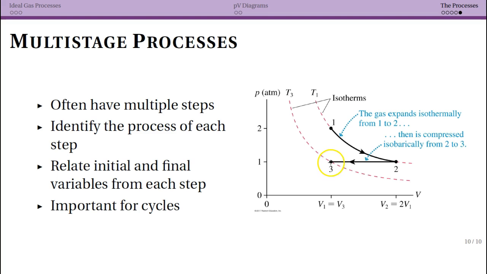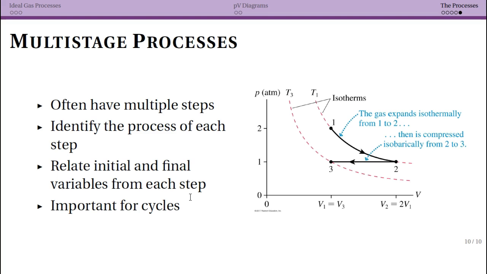So frequently we're going to have multiple steps like this, and you need to actually set up equations, really being clear with your notation, saying how your volumes, pressures, and temperatures relate to one another, since the final state variables of one process are going to be the initial state variables of your next process. This is going to be very important for cycles, which in a way is the whole point of thermodynamics.